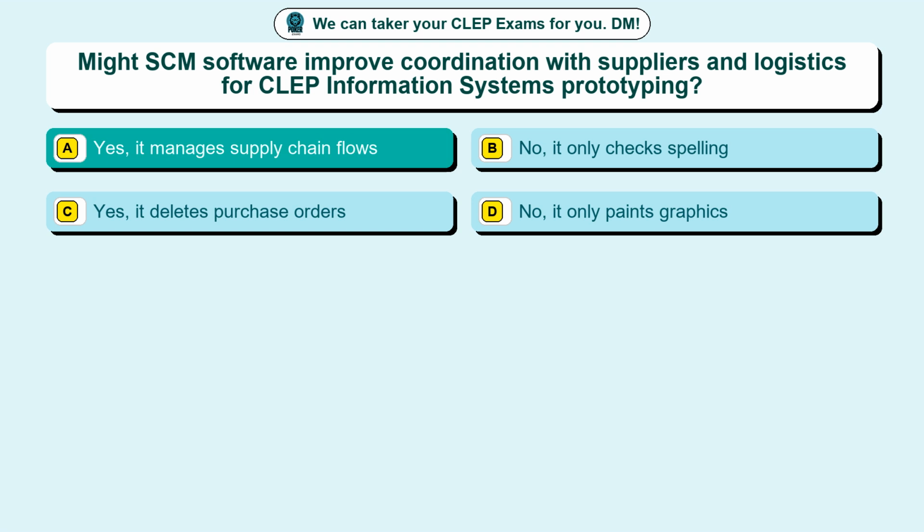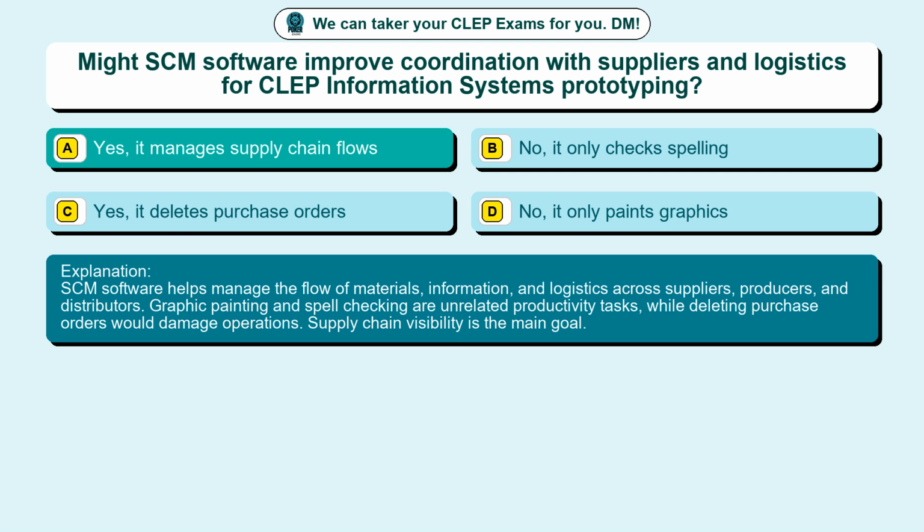The correct answer is option A. Yes, it manages supply chain flows. SCM software helps manage the flow of materials, information, and logistics across suppliers, producers, and distributors. Graphic painting and spell checking are unrelated productivity tasks, while deleting purchase orders would damage operations. Supply chain visibility is the main goal.